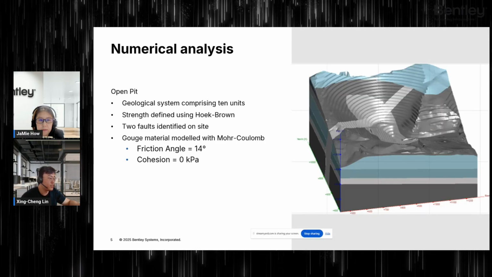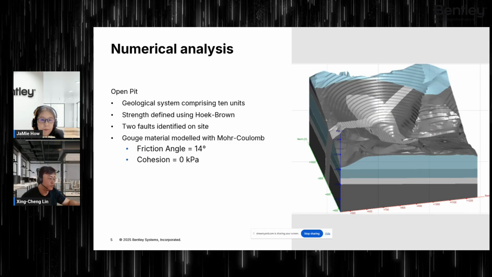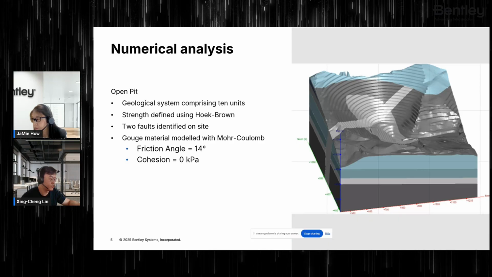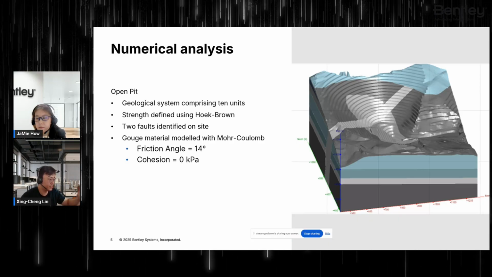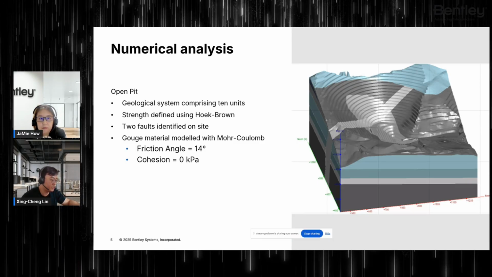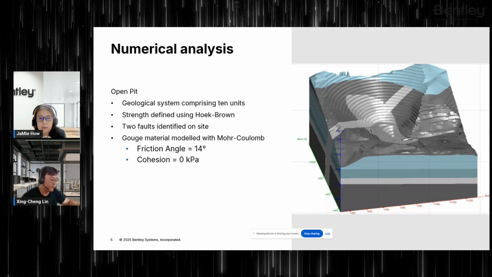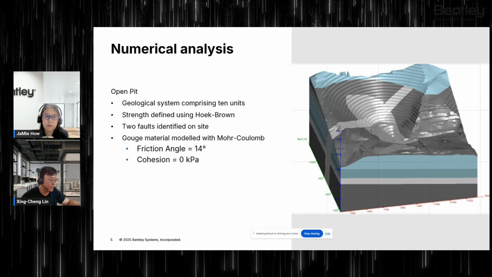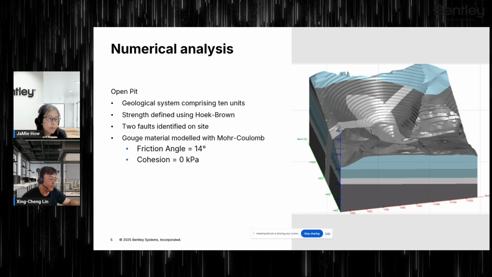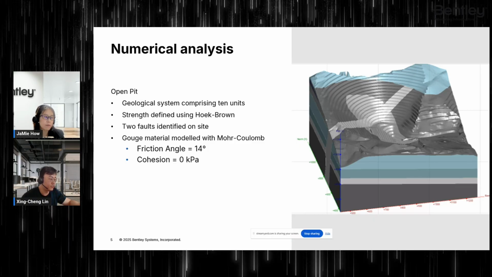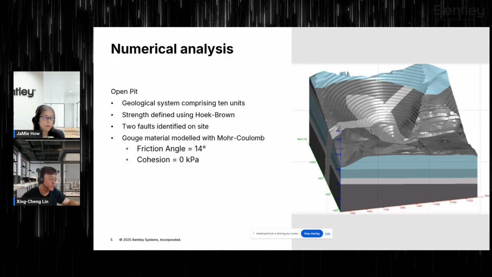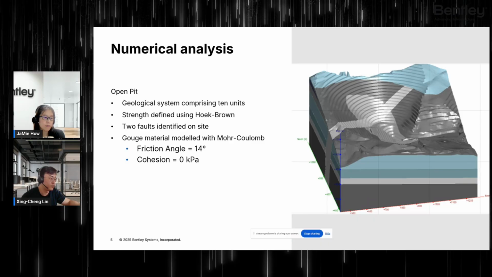With the background information stated already, today we'll review a Slope 3D analysis of an open pit where the geology comprises 10 stratigraphic units. The strength definition of the rock is irrelevant for this discussion, but I'll note that we use a Hoek-Brown model to define the shear strength. What makes this case more interesting is that we have two faults identified over the north and northeast of the pit wall. There is also gouge material within these faults with a friction angle of 14 degrees and a cohesion of 0 kilopascals.